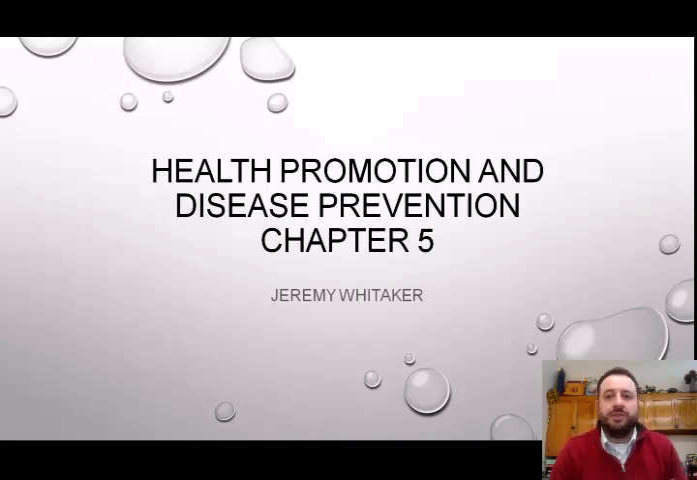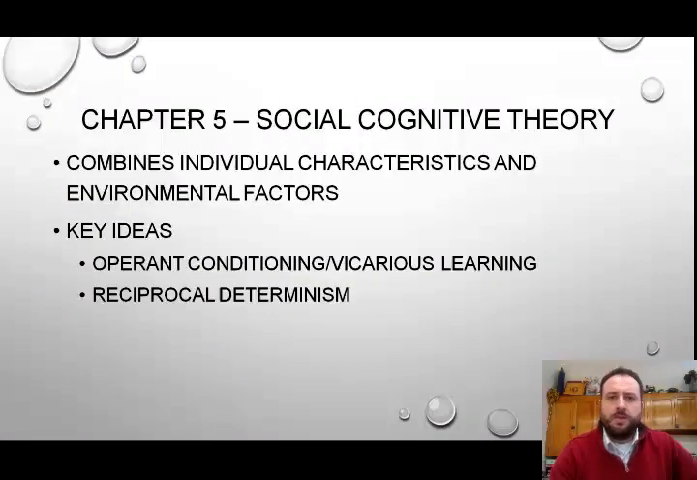We're going to talk about Chapter 5, and I'm going to make this one a little bit shorter, even though there's a lot of information here. We're going to start with social cognitive theory. Social cognitive theory really combines the individual characteristics that we talked a lot about in Chapter 4, about how individual decision-making happens, but combines more of those environmental factors.